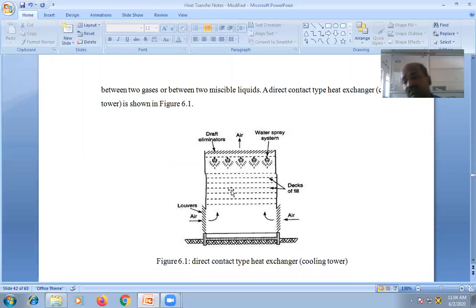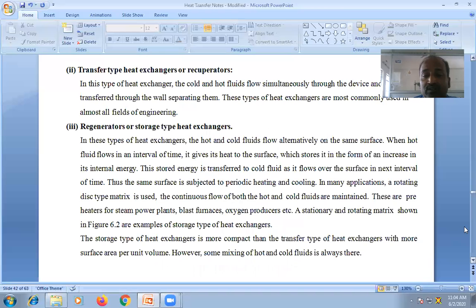A very good example of direct contact is in our bathroom. When we have hot water, we pour some cold water directly. Both are water only, but it is a direct contact heat exchanger where we get a comfortable temperature of the water for bathing. So this is the direct contact type.